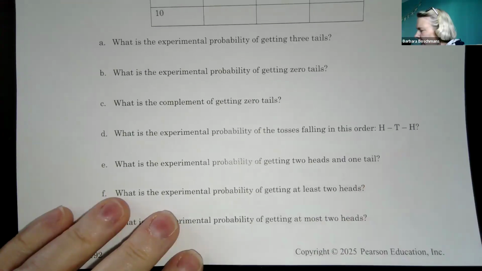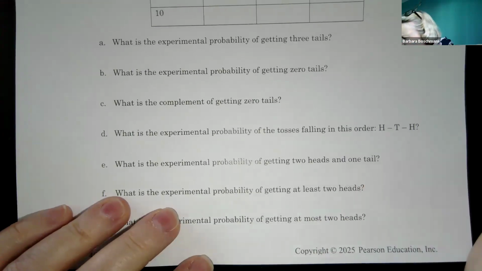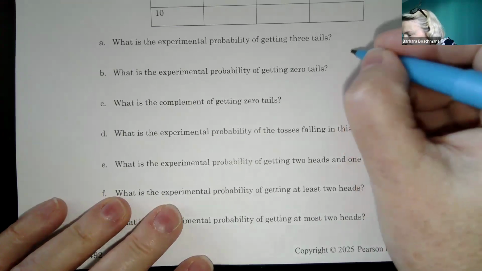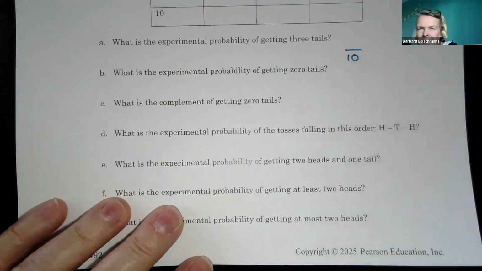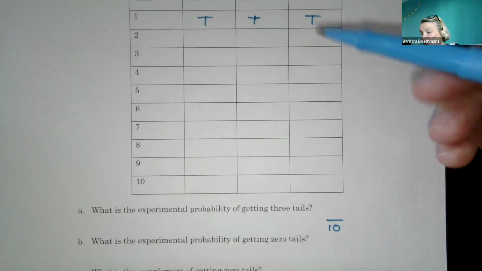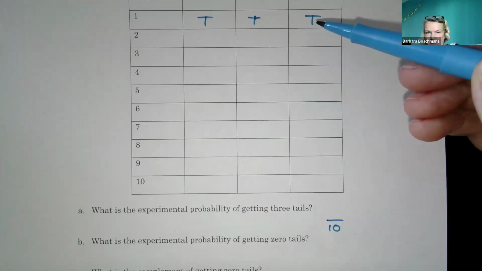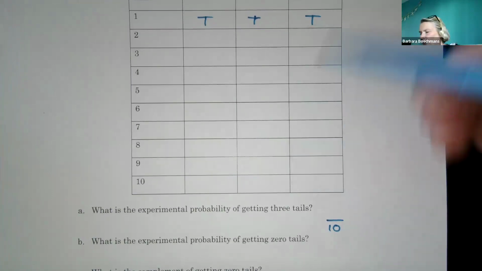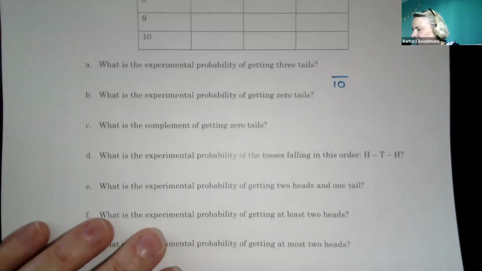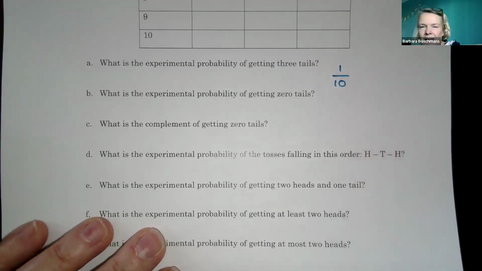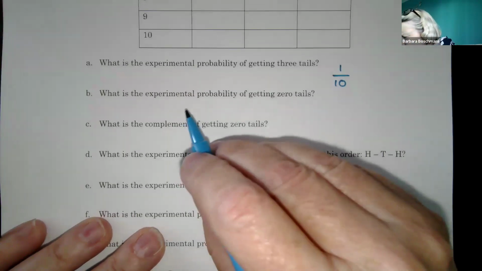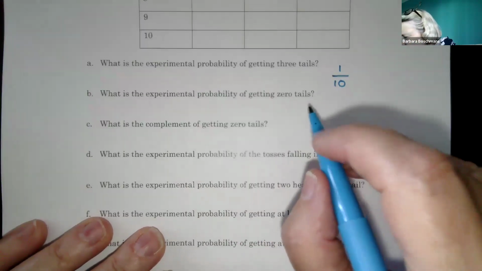So we did 10 experiments. What's the probability of getting 3 tails? So this would be out of 10. Now, I didn't complete my table. I want you to do your own and not copy mine. But let's say I have no other row that shows tails, tails, tails. For this, I would show 1 out of 10. Yours will be different.